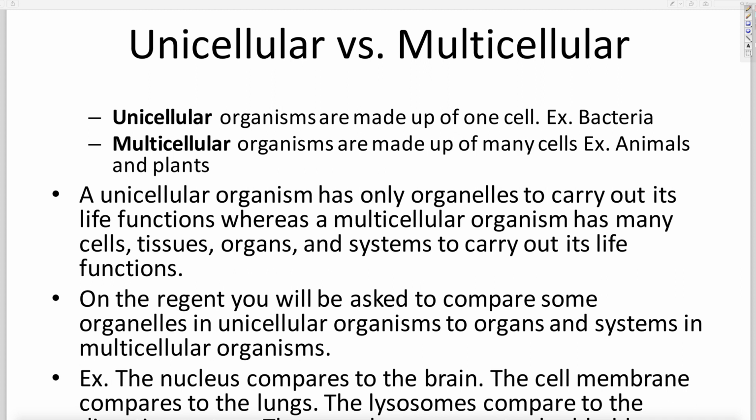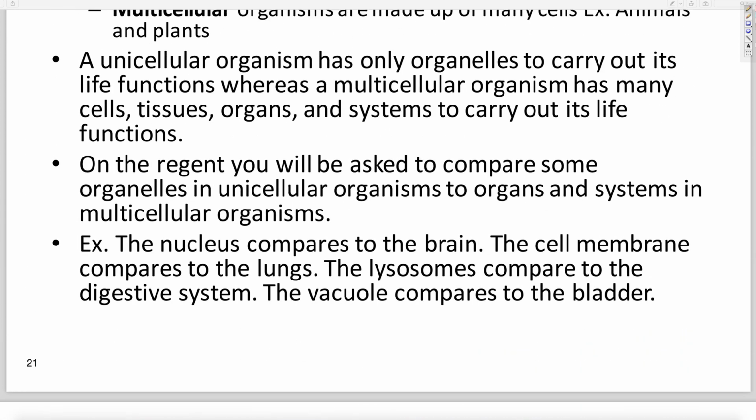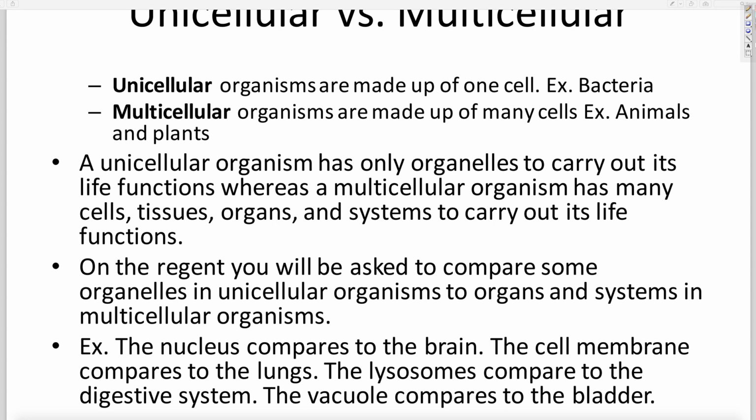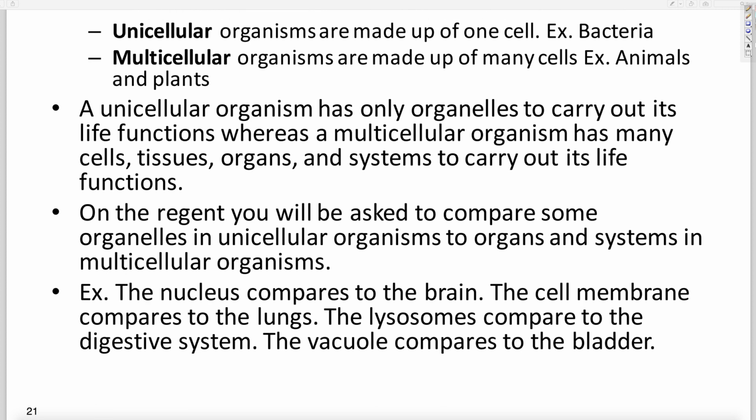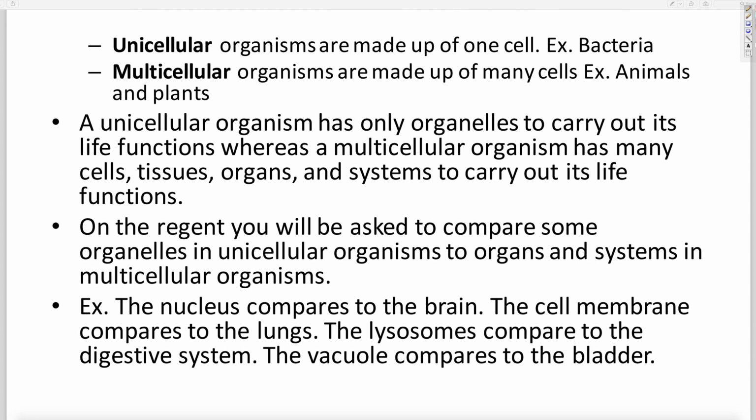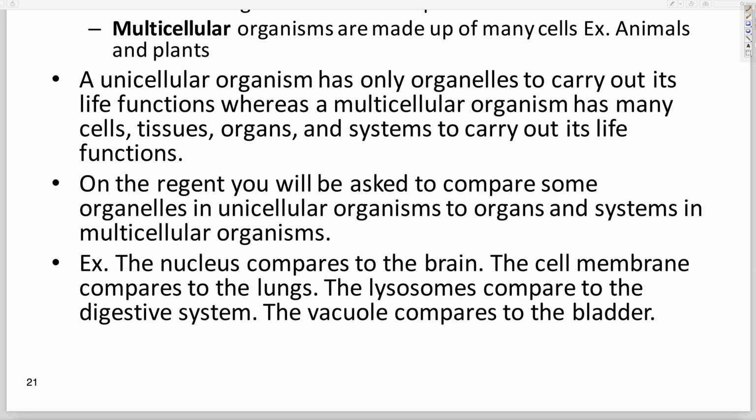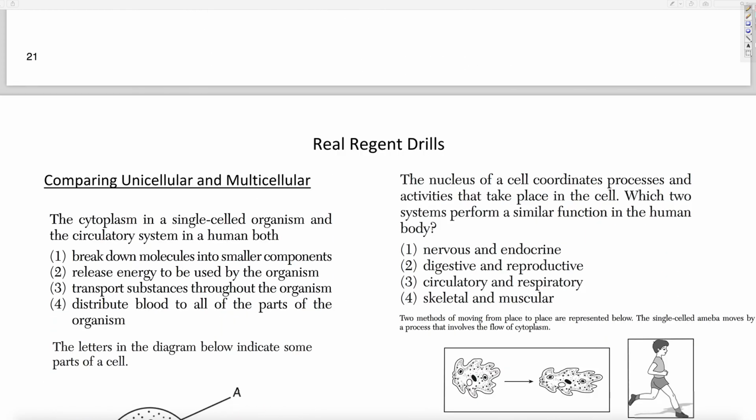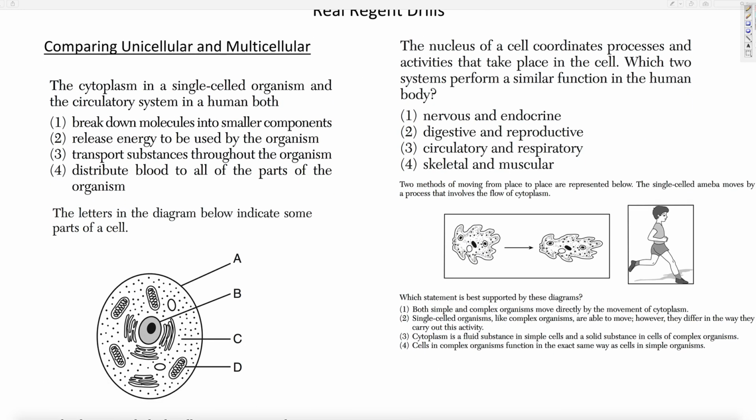Okay. Unicellular versus multicellular. So unicellular is made up of one cell, multicellular is made up of many. What they'll ask you to do is compare a unicellular and a multicellular organism. So for example, the nucleus is the brain. The vacuole that stores the stuff is like maybe your bladder. The waste is stored there. The cell membrane is like the lungs. It decides what gets into your body or something like that. So then they ask these questions here.